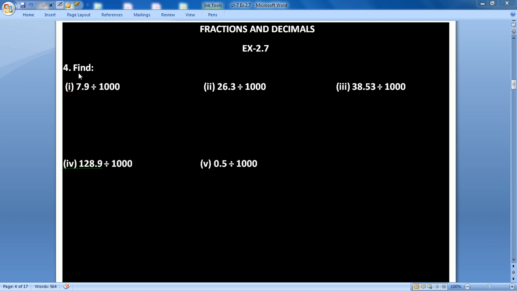Exercise 2.7, question number 4, find. First part, 7.9 divided by 1000. Here we have to divide a decimal number by 1000.